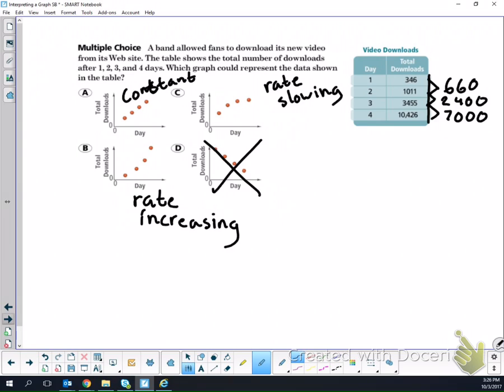It looks to me like the rate, this is the rate, just how much it's going up each time, the rate is actually increasing. So it must be B.